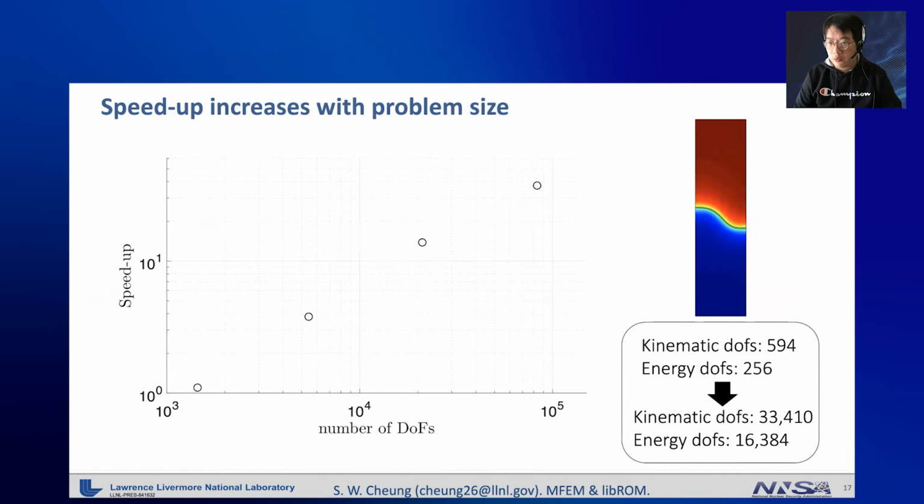One great thing about these reduced order models is that their speedup actually increases as we apply them to larger scale problems, which makes them attractive for such problems. As an example, we see it in the h-refinement of the Rayleigh-Taylor instability problem.